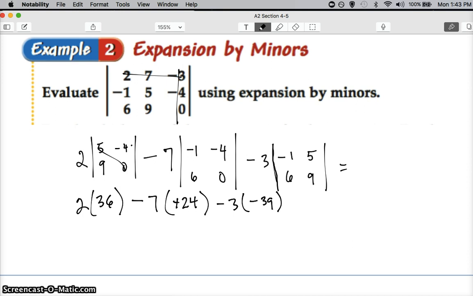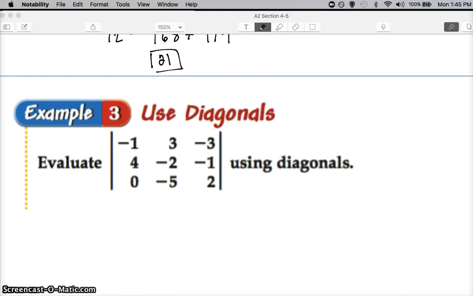And now I need to do simple multiplication and subtraction here. 2 times 36 gives me 72. My bad, this times that gives me 8. Carry my 2. 7 times 24, 168 here. And then over here, we're going to multiply these guys, but it's actually going to become positive because it's negative times negative. When I'm done, I'm ending up with a 117. And so if I join these guys together, with a little bit of math calculation, we get that this is 21. So that's the expansion by minors way of doing it.